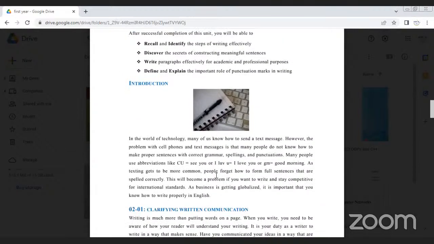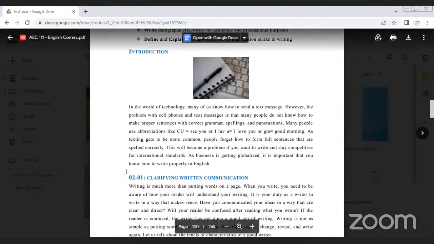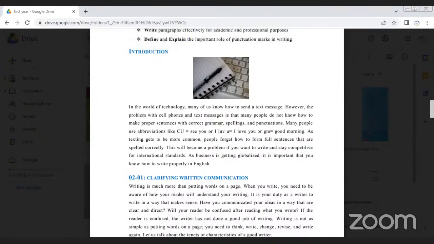First, let's see the introduction. In the world of technology, many of us know how to send a text message. You know accurately how to send a text message. However, the problem with the cell phones and text messages is that many people do not know how to make proper sentences with correct grammar, spellings, and punctuation marks.